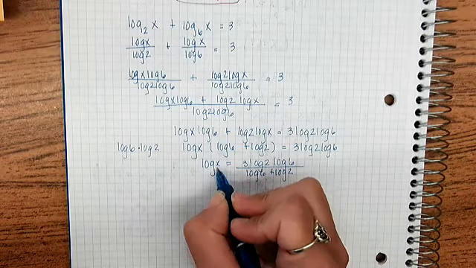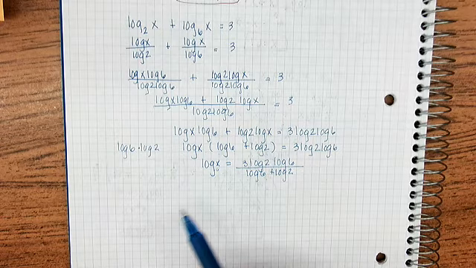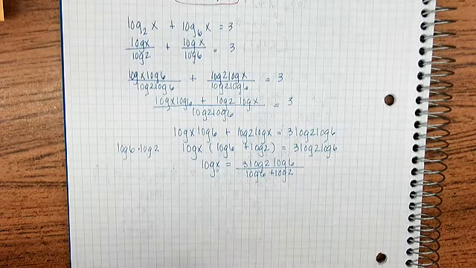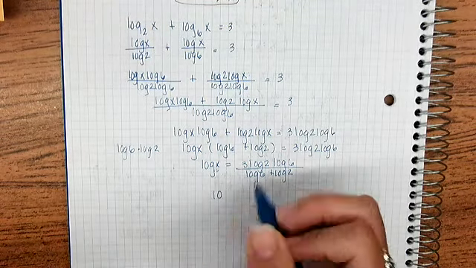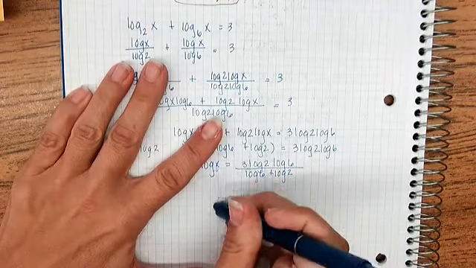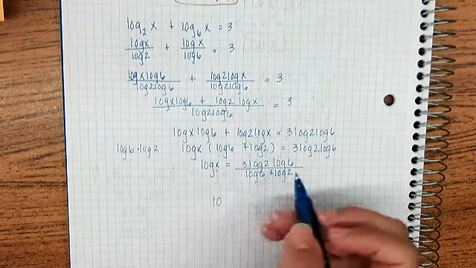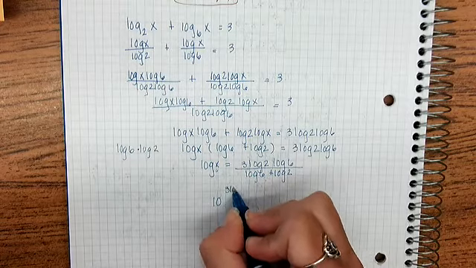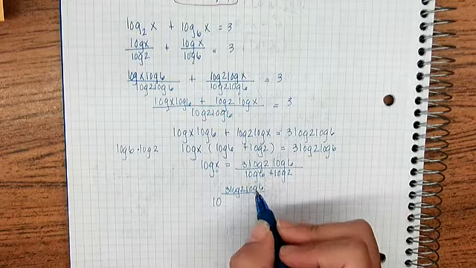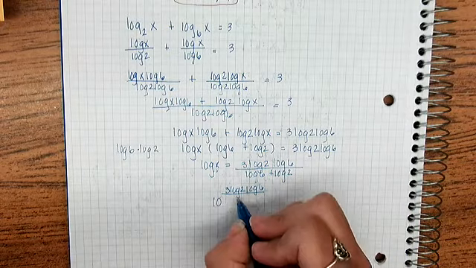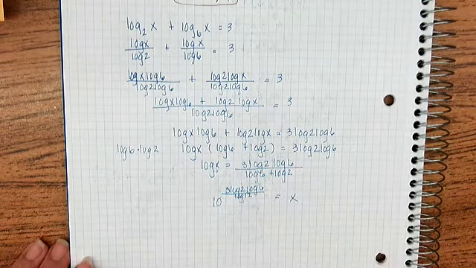The base is 10. I wrote a 10 there. Well, let's change forms. If I want to solve for x, I need more room. This is going to be big. 10 to the power of 3 times the log of 2 times the log of 6 over the log of 6 plus the log of 2, which is the log of 12, is x. And there is your answer.